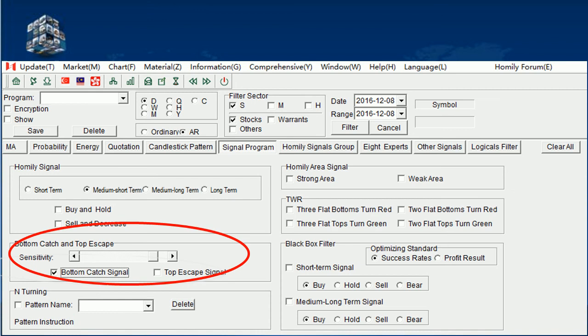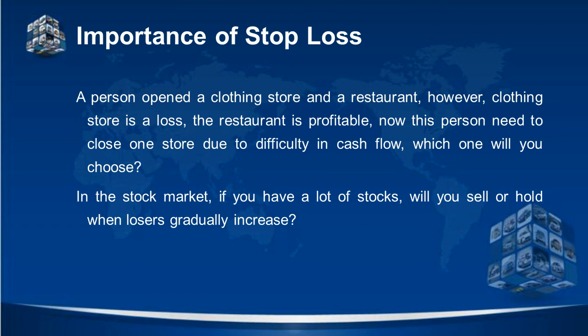Importance of stop loss, because for us, we never stop loss once we bought at the wrong point. Okay, let's see this one. A person opened a clothing store and a restaurant. However, the clothing store is a loss. The restaurant is profitable. Now this person needs to close one store due to difficulty in cash flow. Which one will you choose to close?